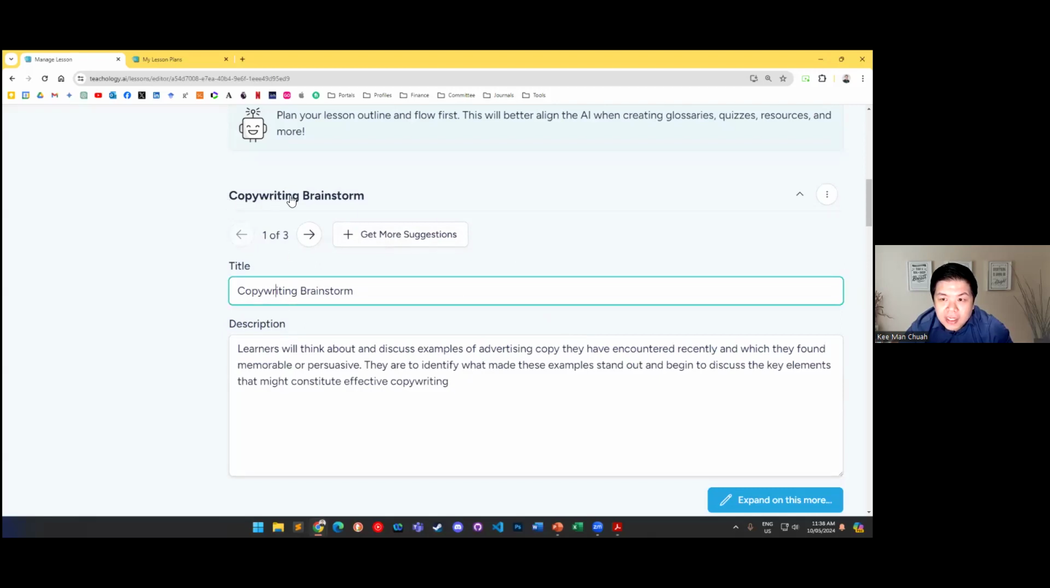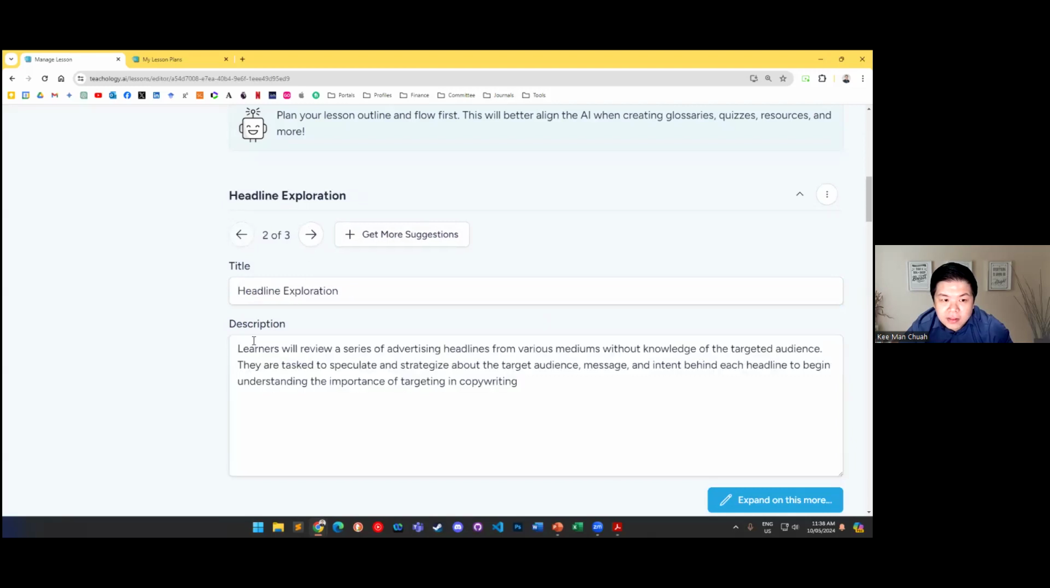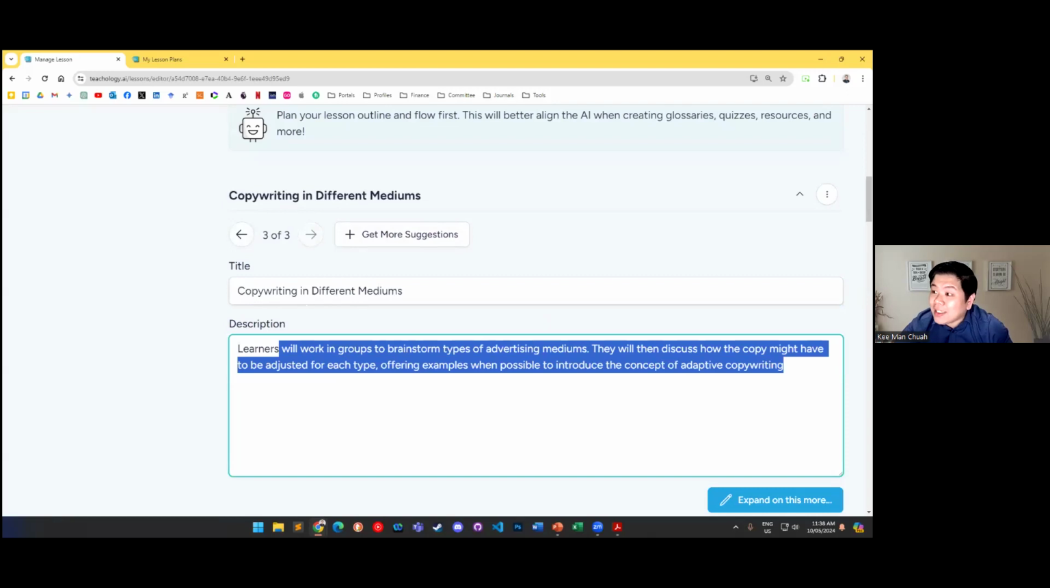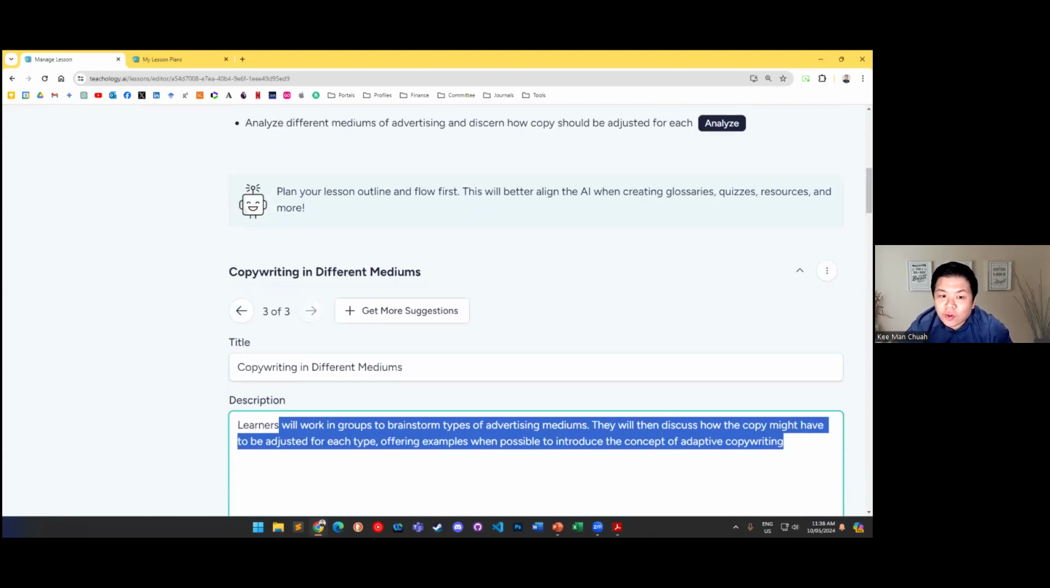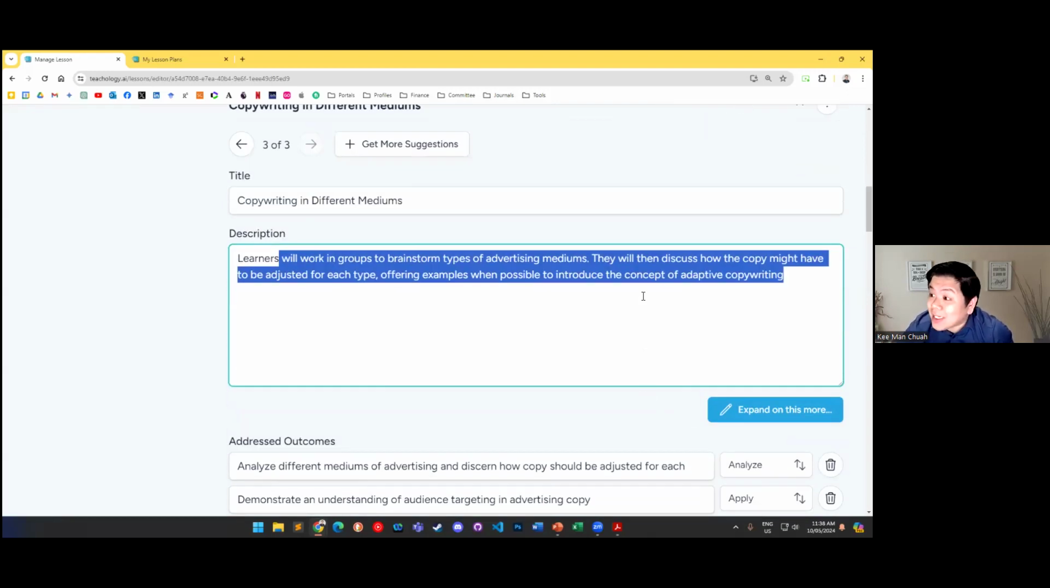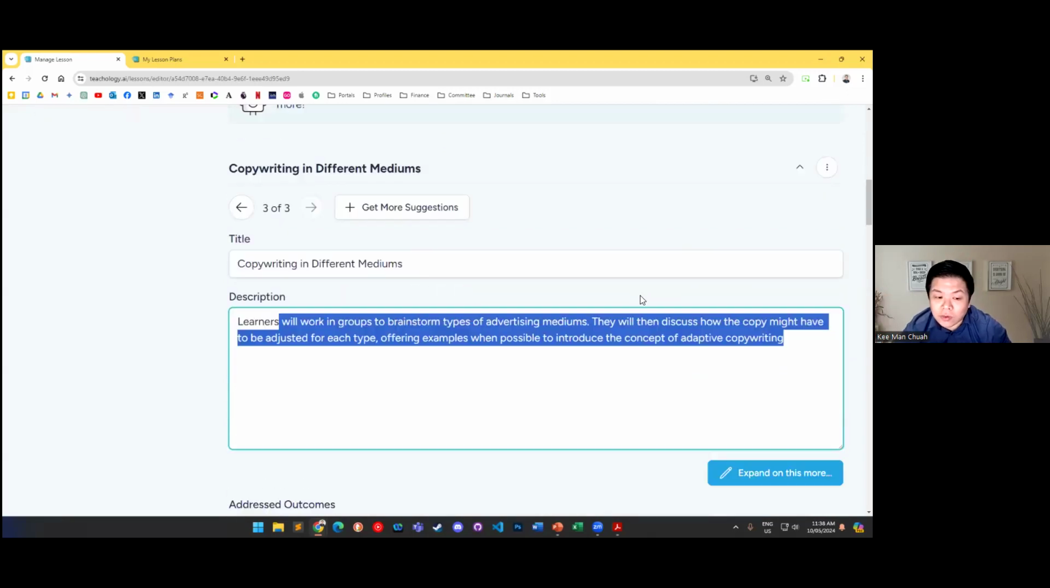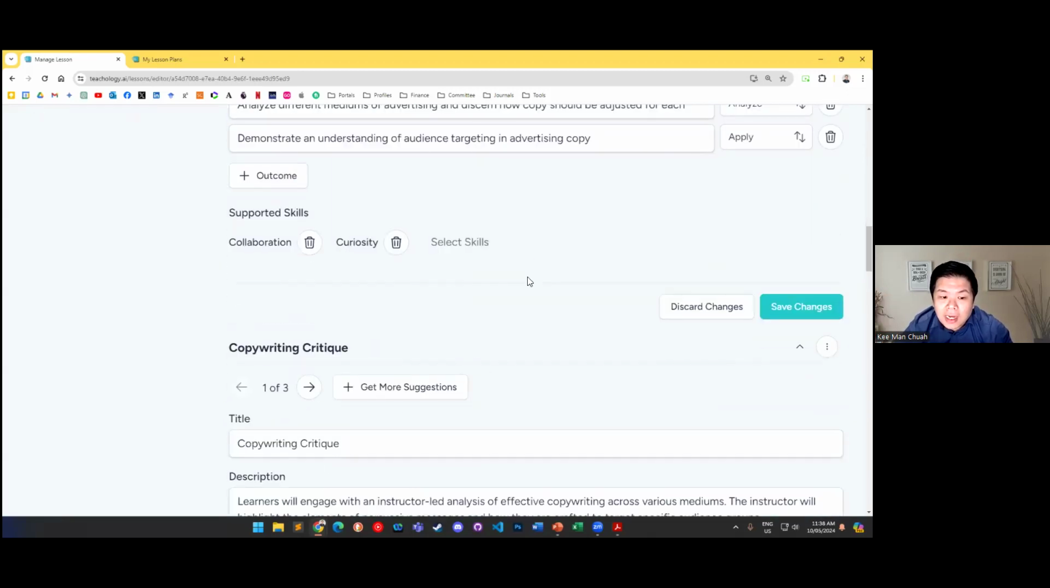Like the first activity is copywriting brainstorming. So this is the activity. If you go next, headline exploration. If you go next, copywriting different medium. So these are ideas that you can do for your assessment or activities, right? This is the lesson content that you can do. Same thing with the other ideas.